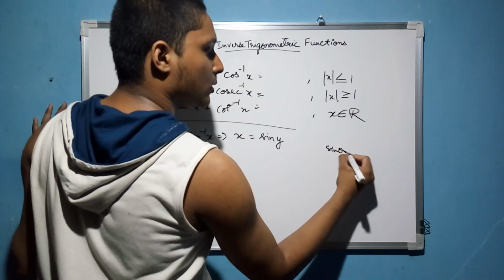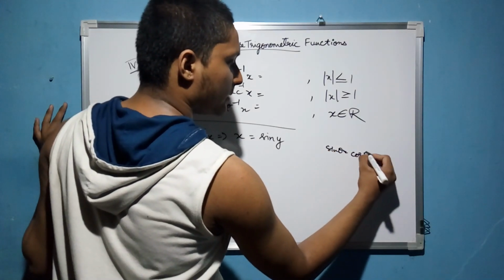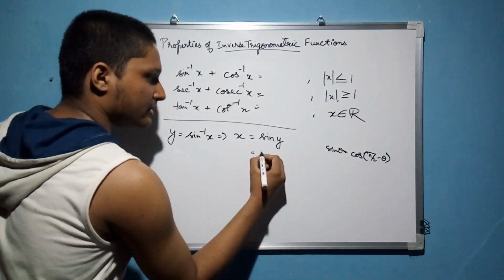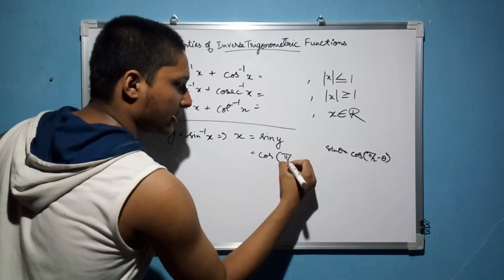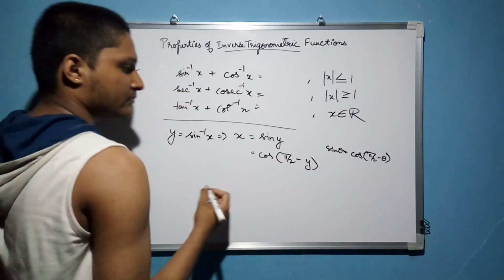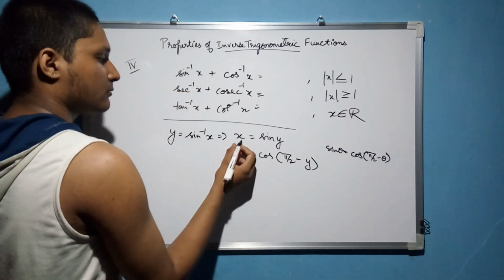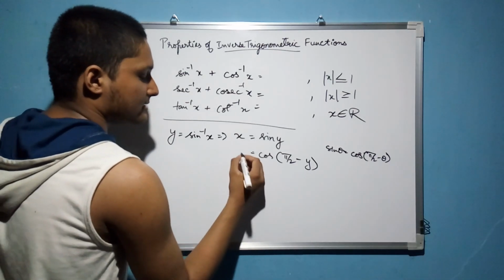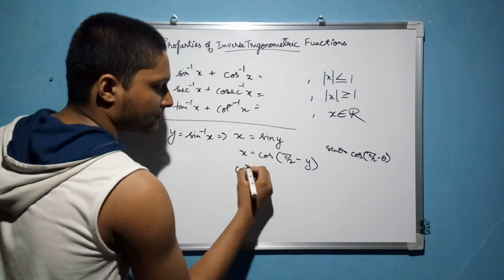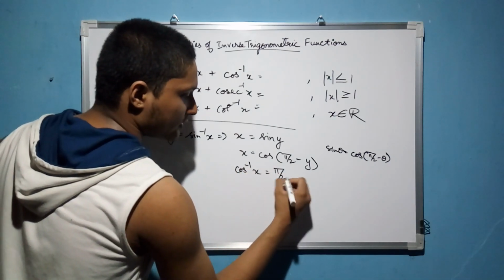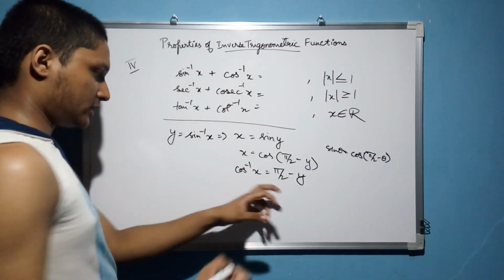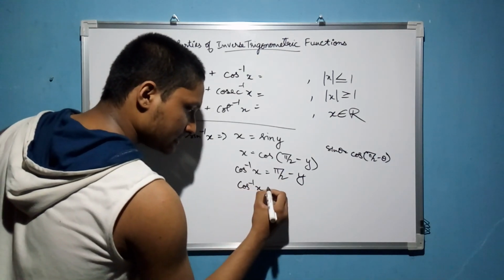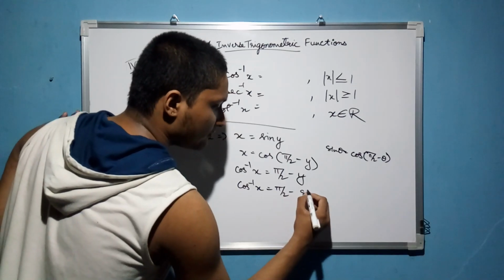Sine theta is equal to cos of pi by 2 minus theta, 90 degree minus theta, or pi by 2 minus theta. Therefore it is cos of pi by 2 minus y. Okay, what is x? Let me take cos inverse on both sides. Cos inverse x is equal to pi by 2 minus y. Let me substitute this y is sine inverse x. Therefore cos inverse x is equal to pi by 2 minus sine inverse x.